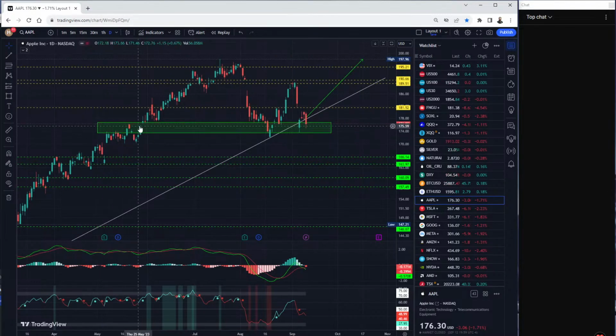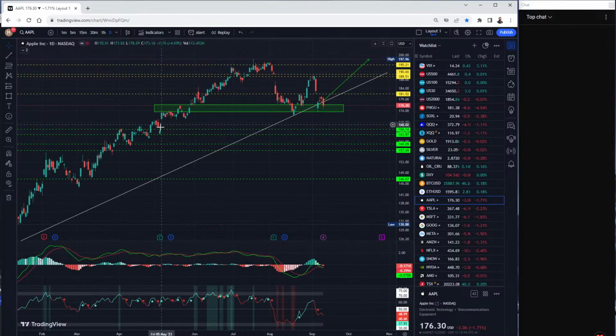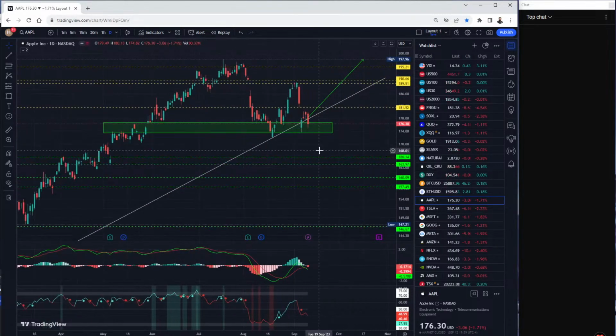You can see this was resistance, broke out, gap up and kept going higher. And we're now gapping down. So this is the area I think support. There's also this massive gap here around 166.14. It could come all the way down, as September month is usually bearish seasonality wise.